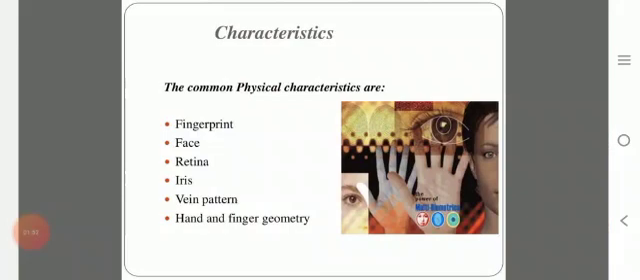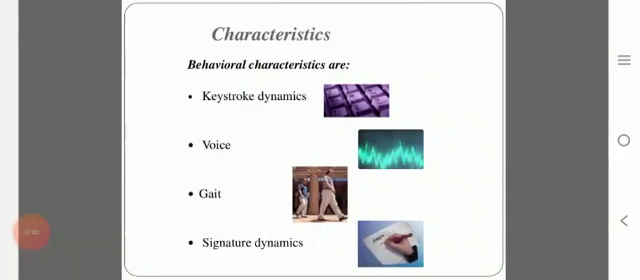Characteristics. The most common physiological characteristics are fingerprints and face, retina, iris, vein, and hand and finger geometries. The most common behavioral characteristics of biometrics are keystroke dynamics, voice, gait, and signature dynamics.